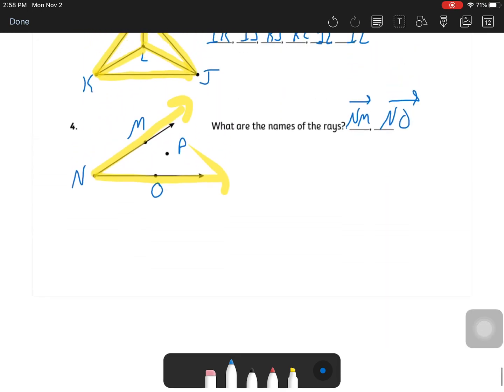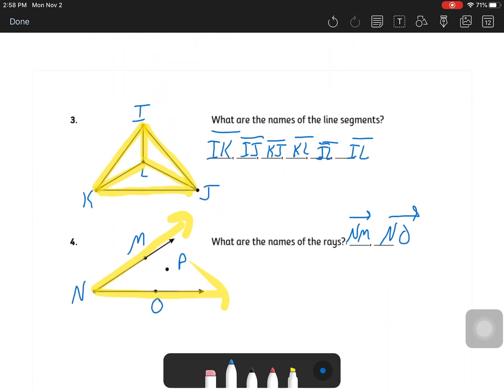Okay, so there was just a little introduction to some geometry there. I wouldn't get too worried about it if you didn't pick all that up, but it's just a little introduction to it.